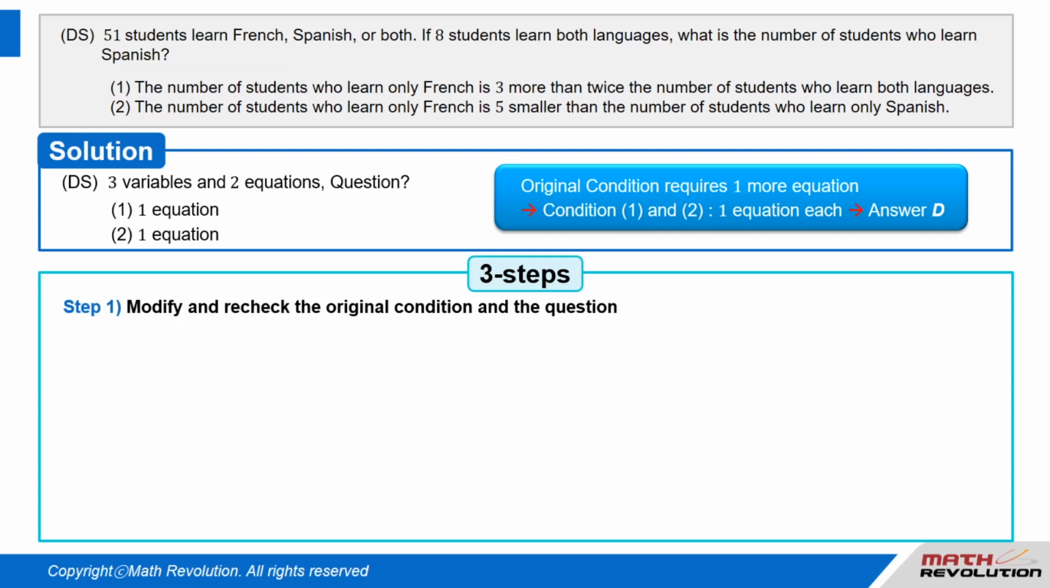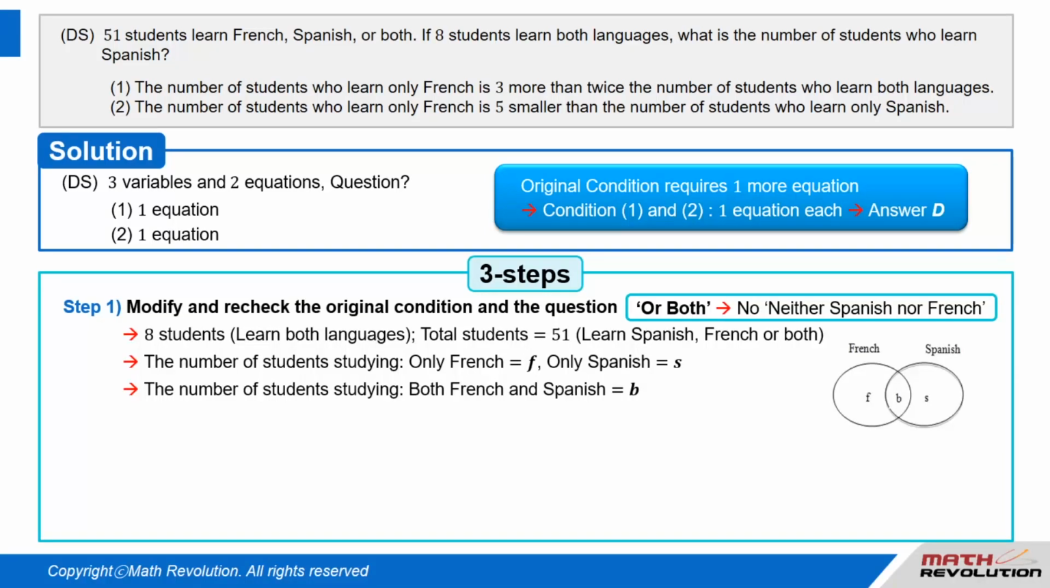Follow the first step of the variable approach by modifying and rechecking the original condition and the question. Here the important expression is "or both." That is why there is no "neither Spanish nor French," and the number of variables is 3. Let the number of students studying only French and only Spanish be F and S, respectively. Let the number of students studying both French and Spanish be B. We can represent this with the Venn diagram below.